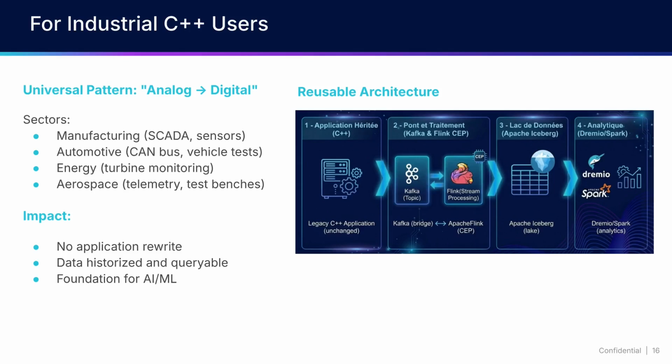Keep the working C++ application, add a Kafka export layer. That's a few hundred lines of code, then Apache Iceberg as a modern lake, and a query engine on top. Benefits: no need to rewrite the business application. Data becomes historized and queryable, and you have the foundation to do AI and machine learning.